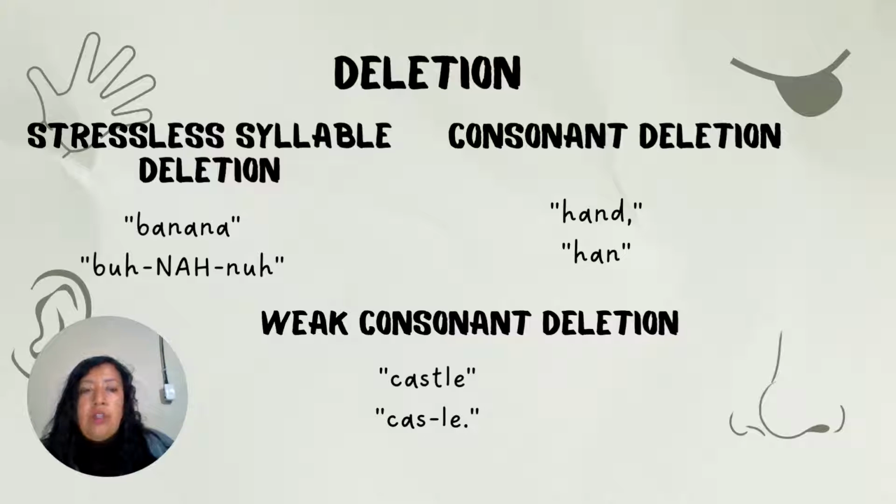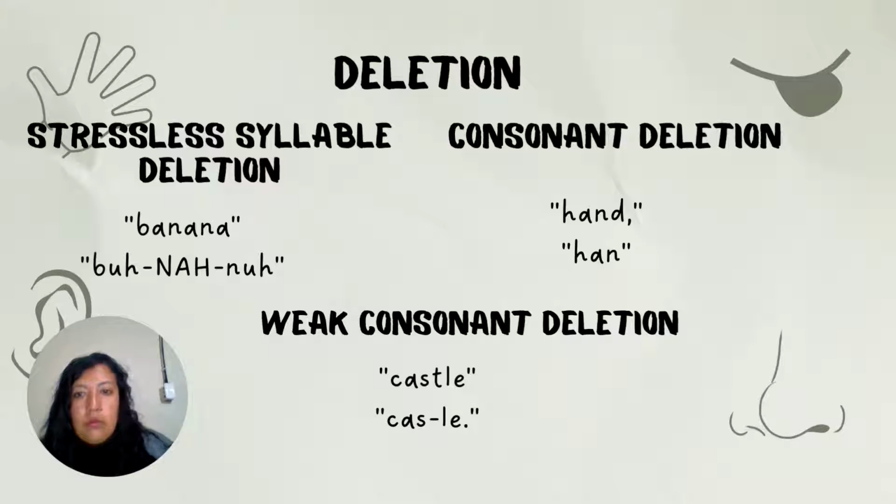I am going to talk about deletion. It refers to omission or non-pronunciation of a sound segment within a word or phrase. For example, stressless syllable deletion. In the word banana, the second syllable na is pronounced with less stress, might be reduced or even deleted in fast speech. It sounds more like bnana.